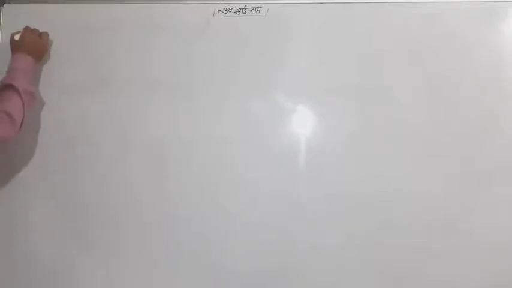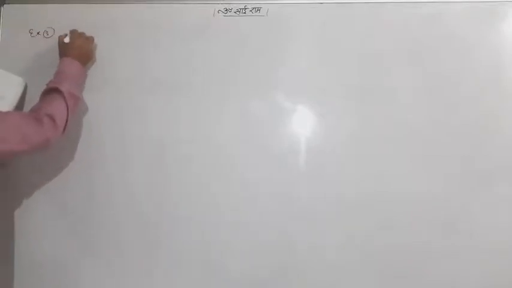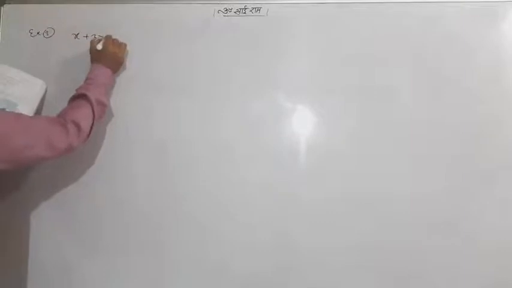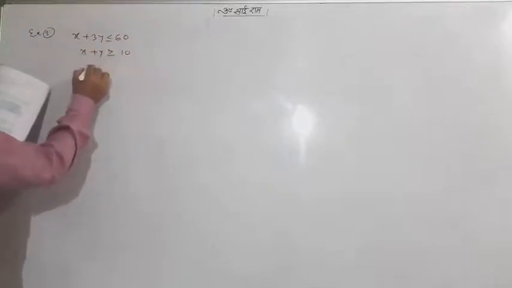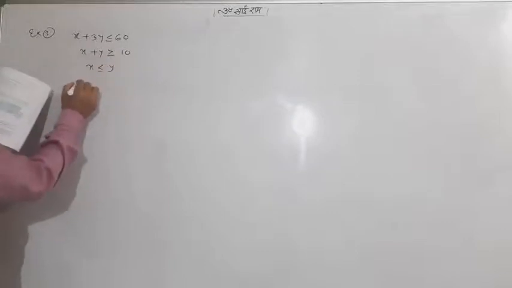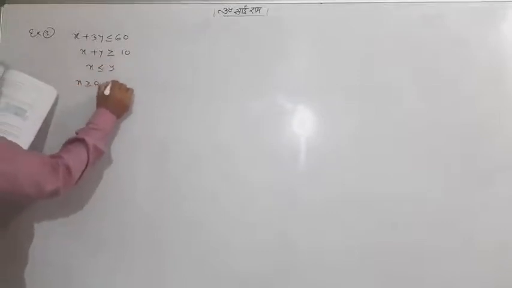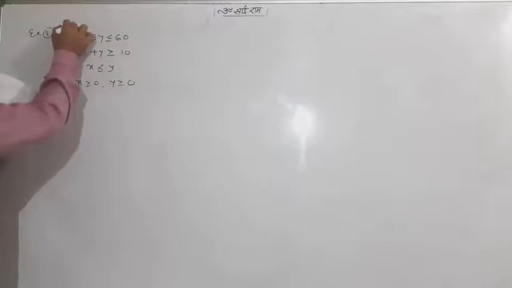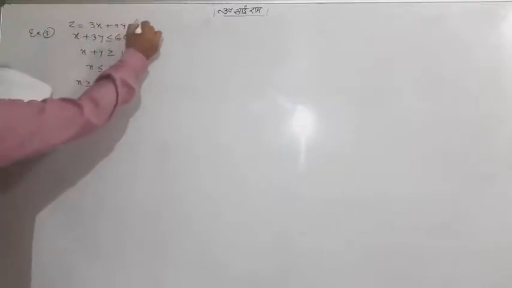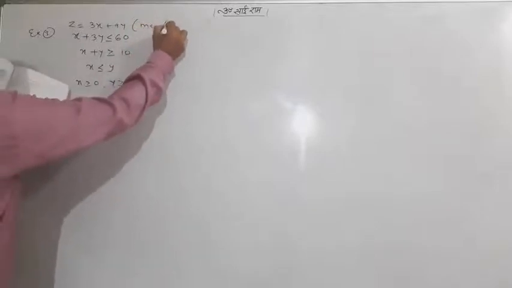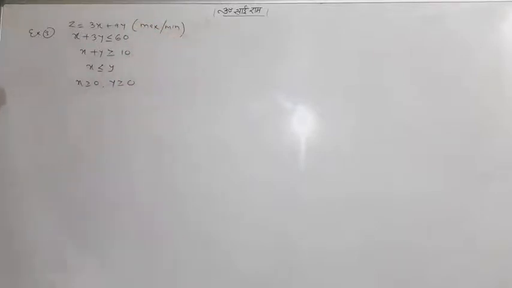Okay, let's look at one more question very quickly. Example number 3 I wish to do. Look at example number 3. The constraints are x plus 3y less than or equal to 60, x plus y greater than or equal to 10, x less than or equal to y, x and y greater than or equal to 0, and your z is 3x plus 9y, and you have to maximize and minimize. Both you have to find. Okay, no worry. This is a very simple question because the method is very well known.